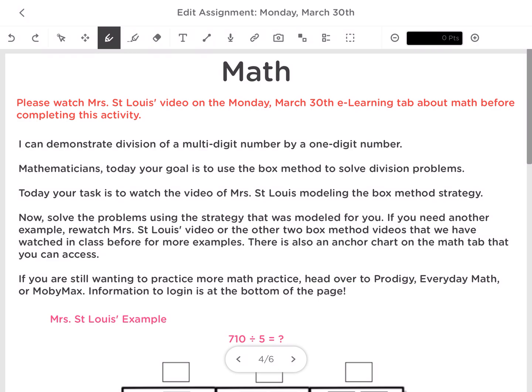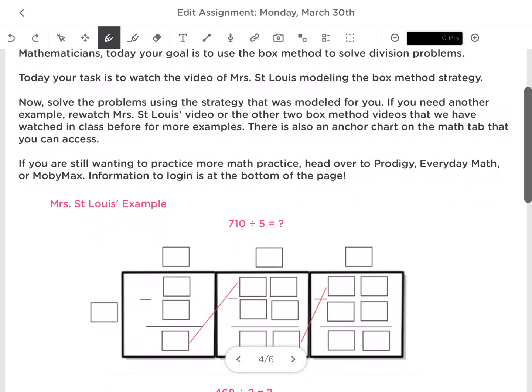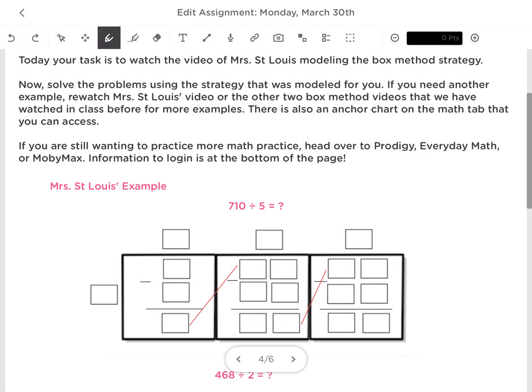This week we are going to be focusing on division because it is a skill that we need to continue practicing. We are going to demonstrate division of a multi-digit number by a one-digit number. Today your goal is to use the box method to solve the division problems. After you've watched this video, you're going to go to Class Kick, which is where I am. It is titled Monday, March 30th, and you are going to solve the division problems using those box method strategies that I have modeled for you today.